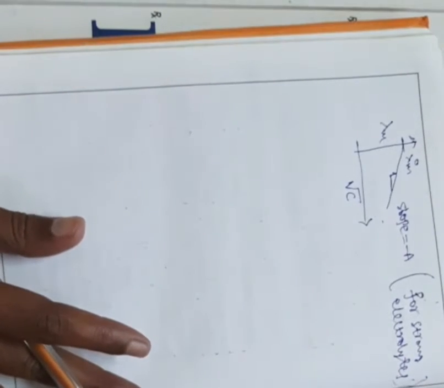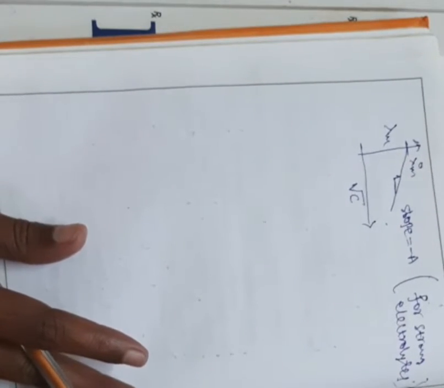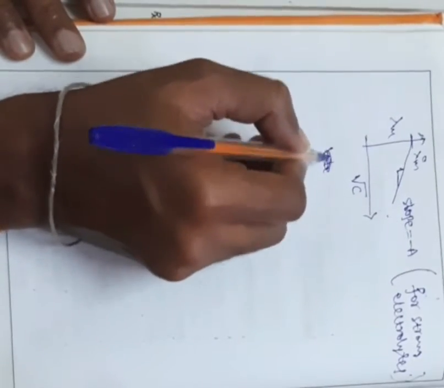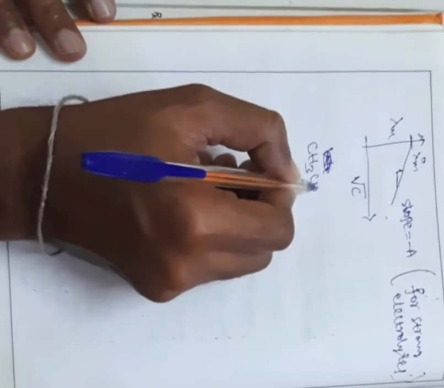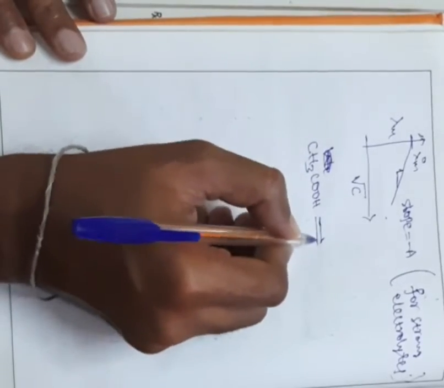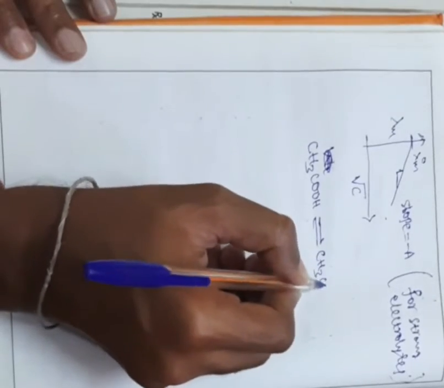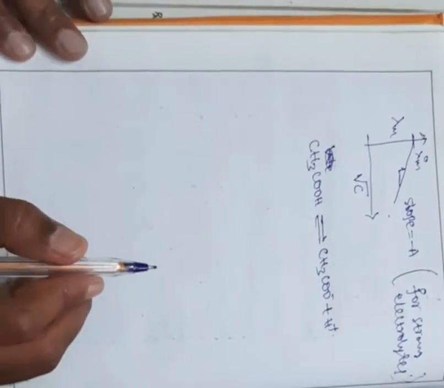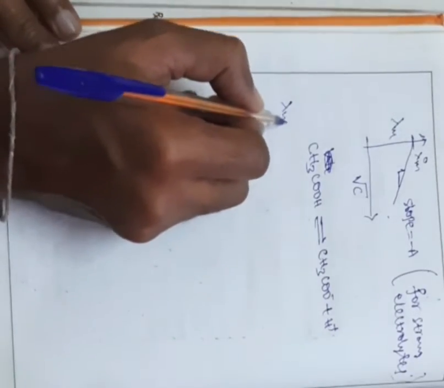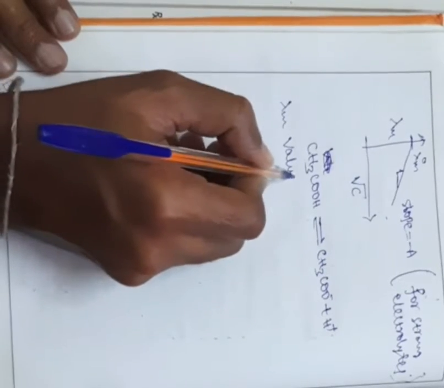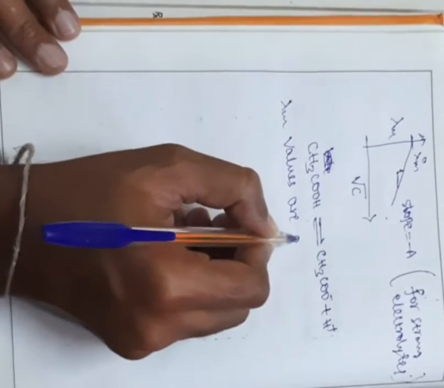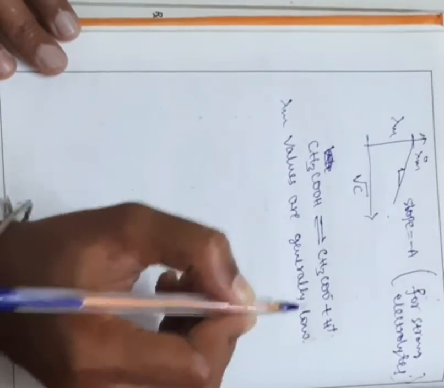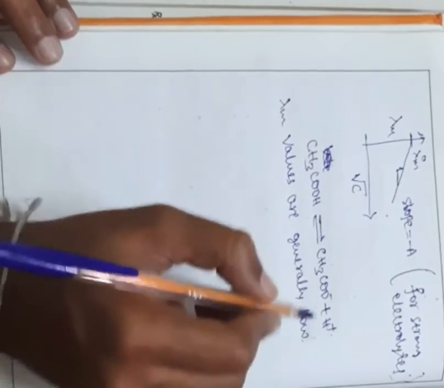Next we will go for the weak electrolytes. In case of weak electrolytes, you already know, like acetic acid is a weak electrolyte. It undergoes partial dissociation, CH3COO minus and H plus. Therefore the lambda m values for this type are generally low because of weak ionization or partial ionization.